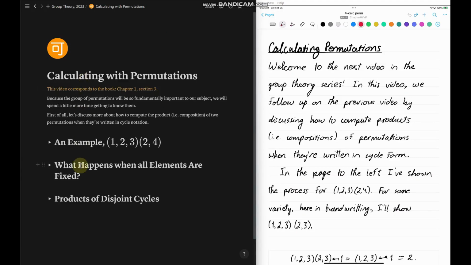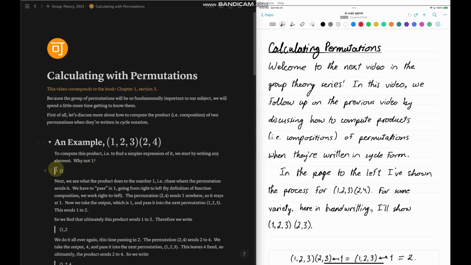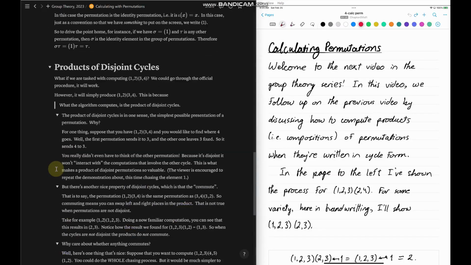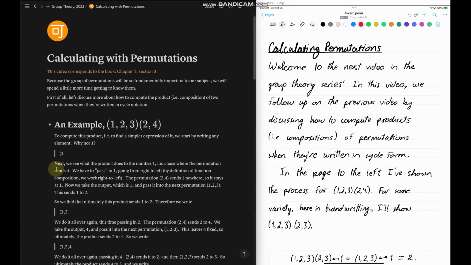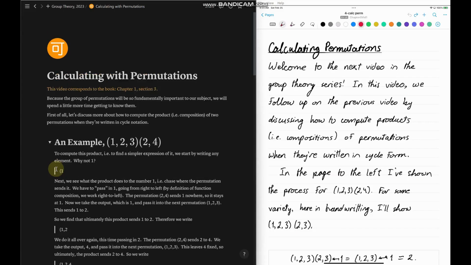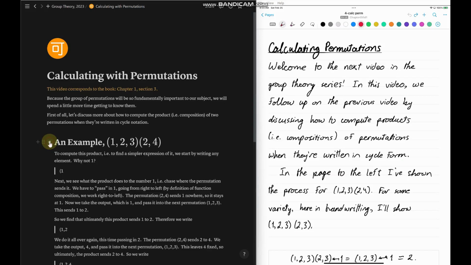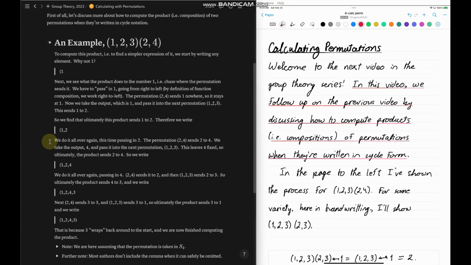Here you can see an overview of everything that we'll be talking about in this video. In this video, we follow up on the previous video by discussing how to compute products, i.e. compositions, of permutations when they're written in cycle form.